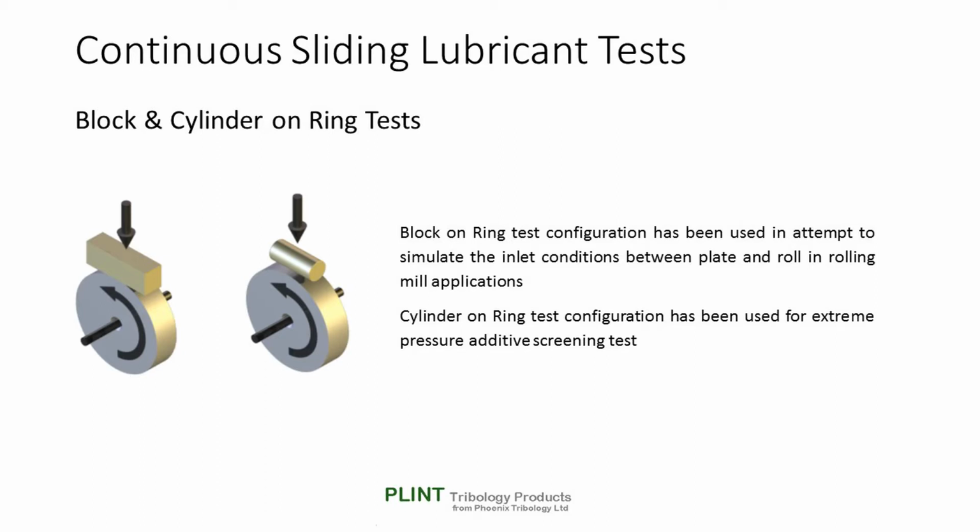The block-on-ring test configuration has been used in an attempt to simulate the inlet conditions between plate and roll in rolling mill applications. The use of a closed fluid chamber with a nozzle to spray the fluid directly into the inlet facilitates testing with preheated emulsions at inlet temperatures near to the boiling point of water.